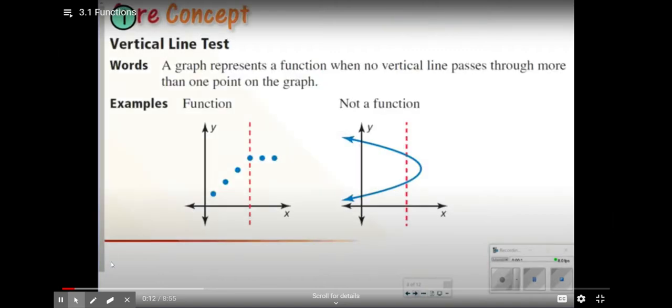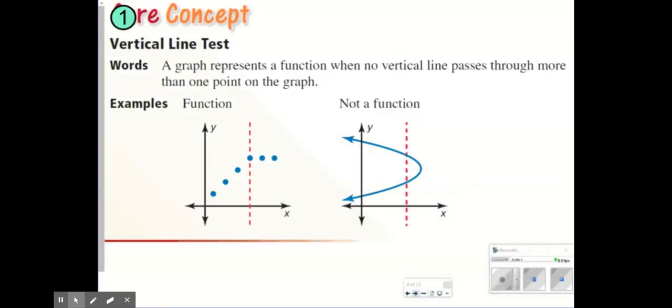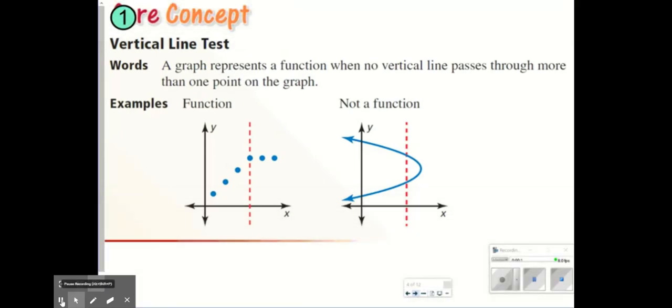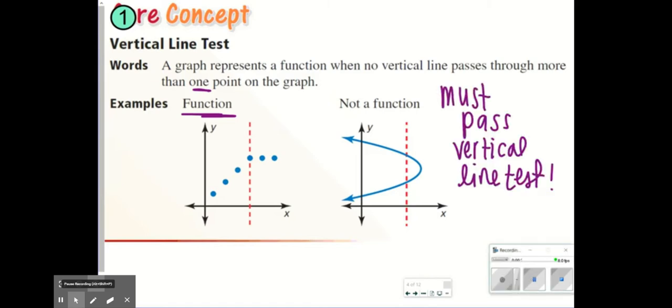The first thing we want to make sure of is what a function represents on a graph. Anytime you try a vertical line test on a function and it only goes through one point on the graph, it will be considered a function. So in order for this to be a function, it must pass the vertical line test. In this case, the one on the left only goes through one time, so it is a function, but the one on the right goes through two times, so it is not a function.